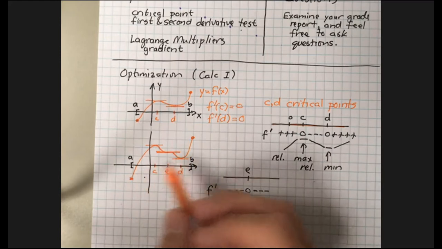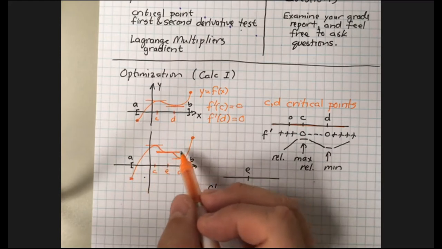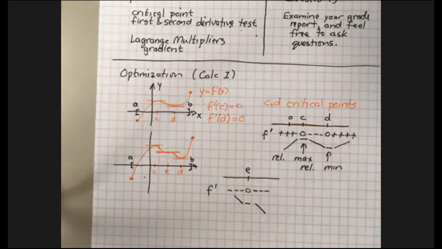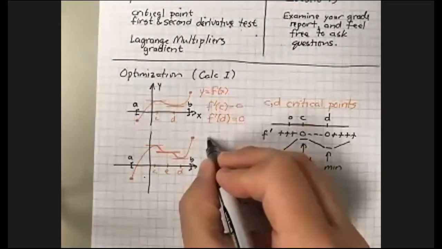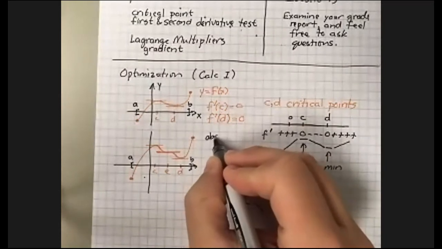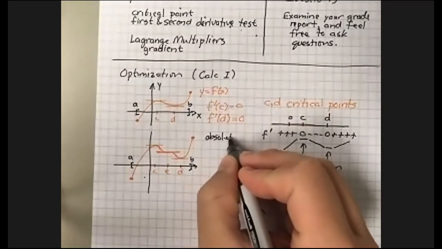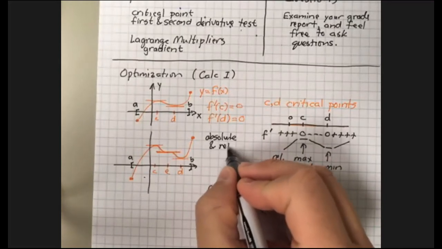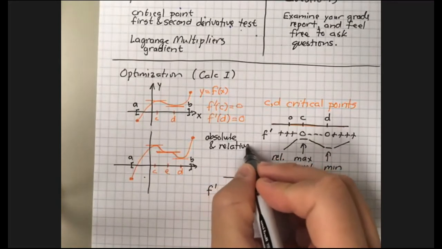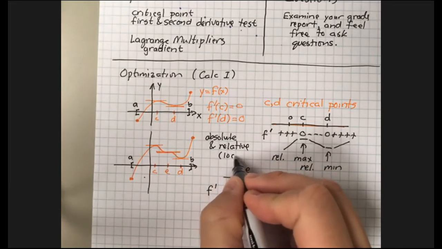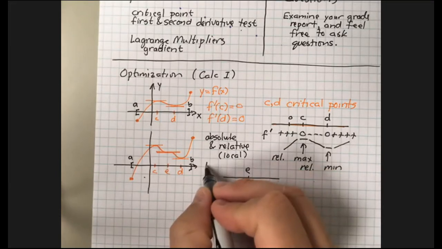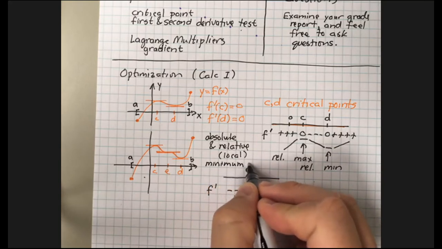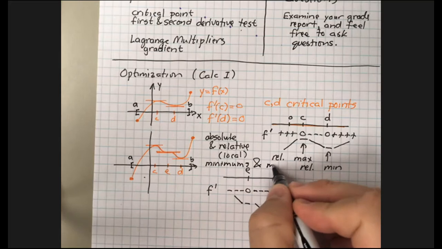Likewise for here. Now, the endpoints don't always have to be the winners, but you have to remember this idea between absolute and relative, or some people use the word local, minimums and maximums.